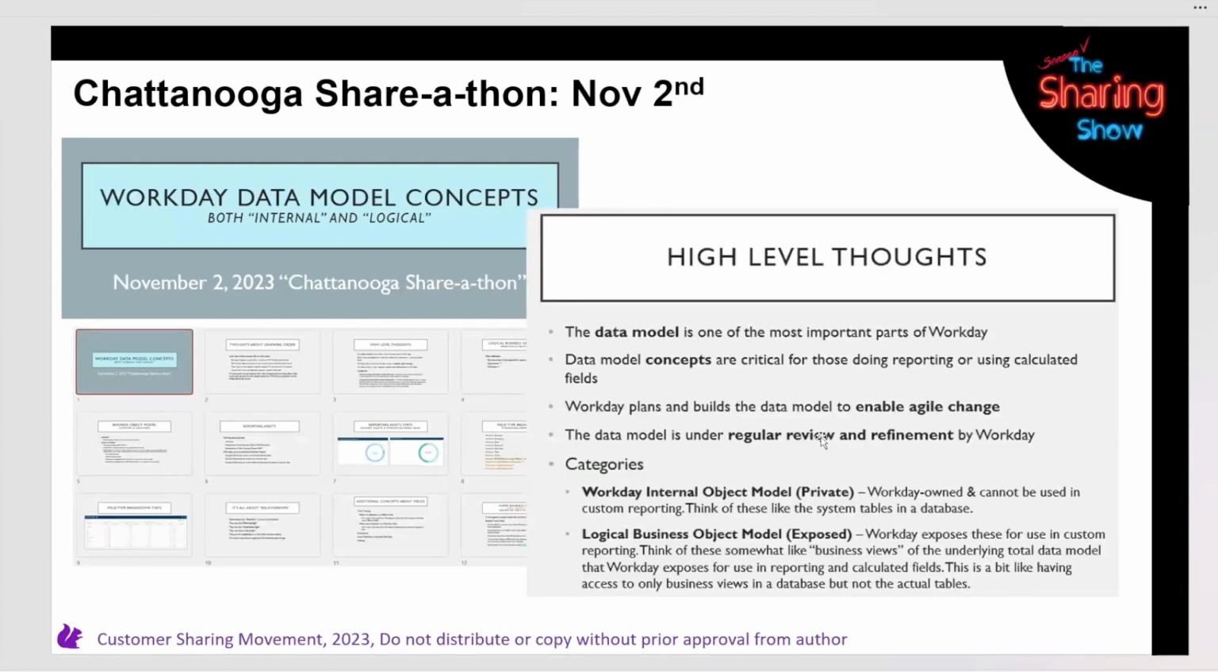I think we're going to start at 10 o'clock. We don't yet have the registration. This is Workday customers only. We'll get the registration to you as long as you're a member of the customer sharing movement. And this is in Chattanooga only. This is an in-person share-a-thon, similar to what we did pre-Rising.